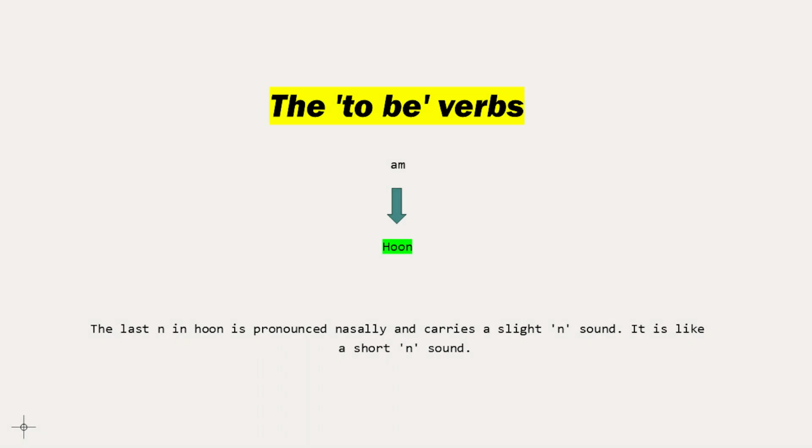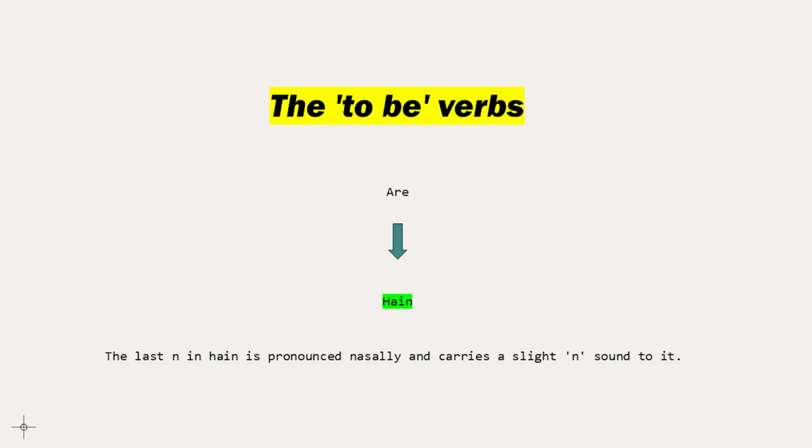Hoon. Hoon is how we say am in Hindi. The last N in hoon is pronounced nasally and carries a slight N sound. It is like a short N sound.